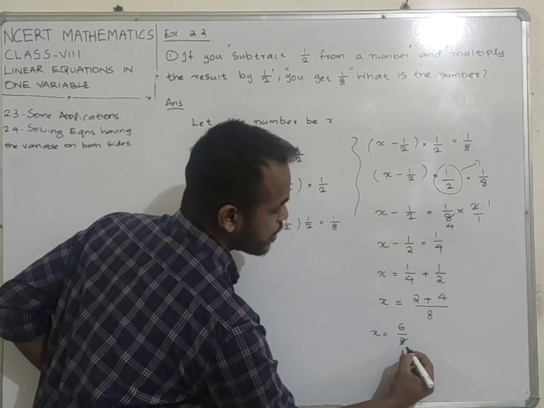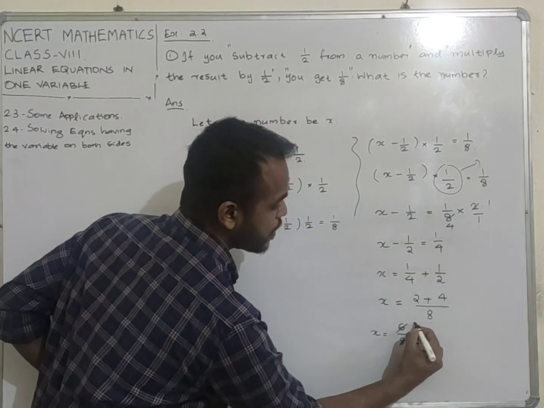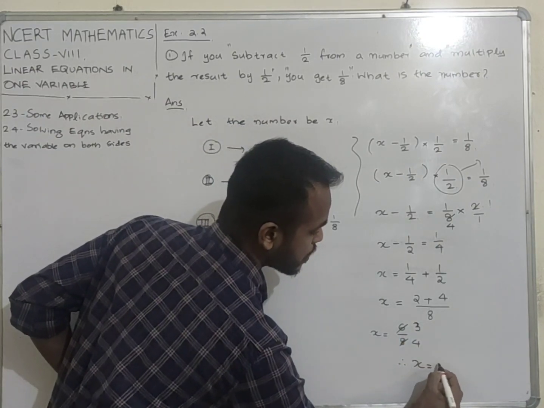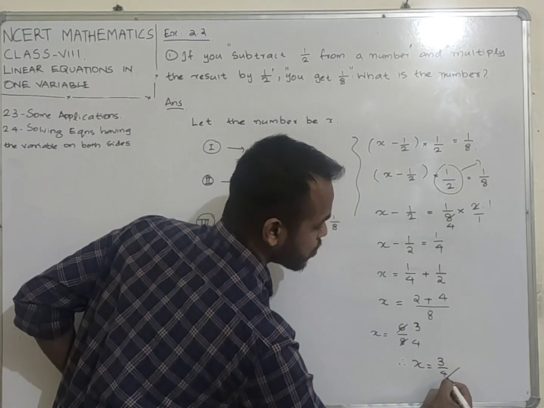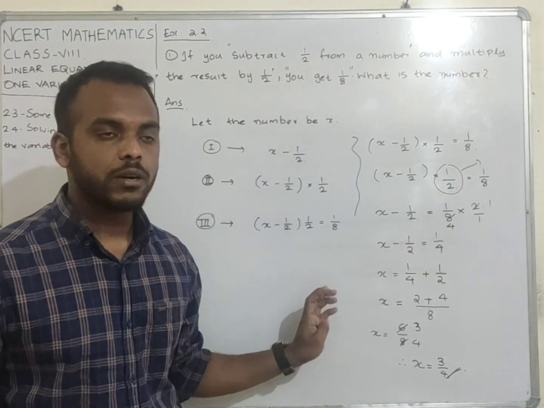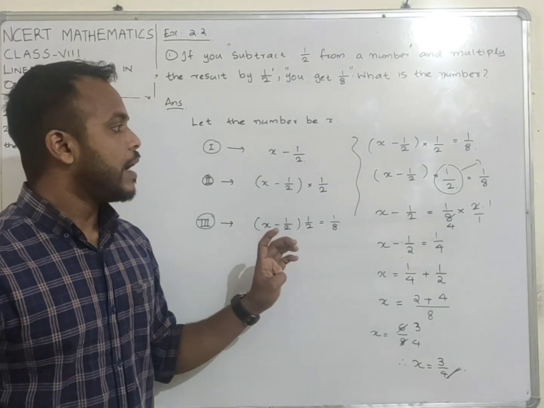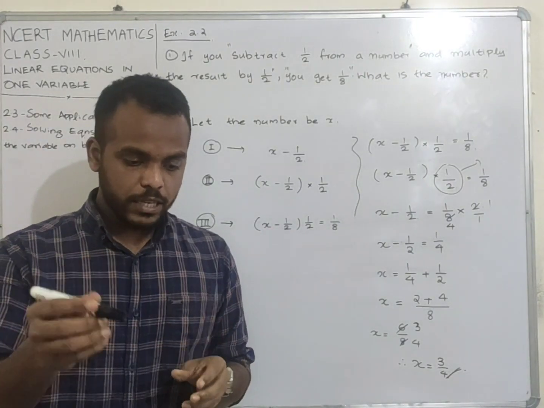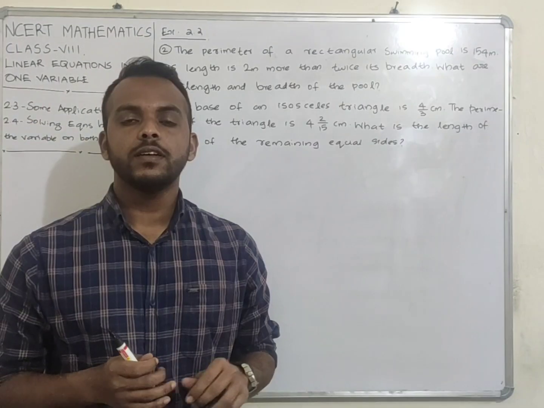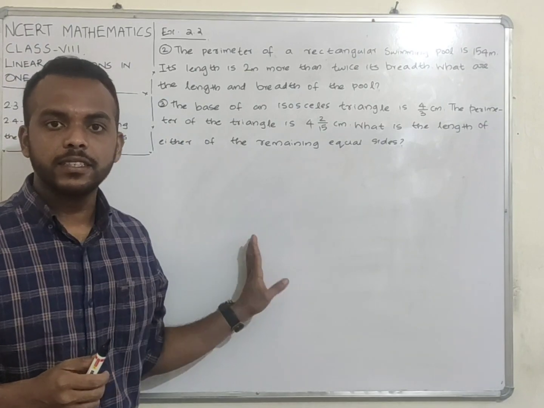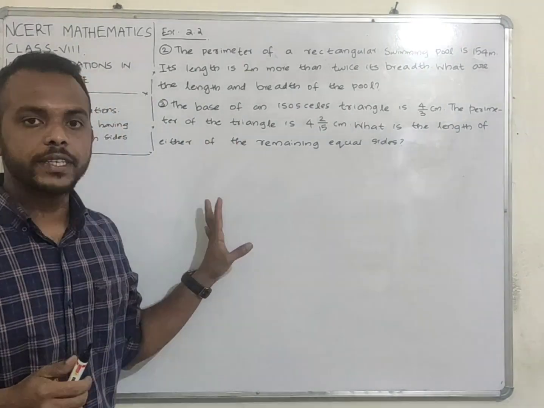So, how many 2s in 8? 4 2s. How many 2s in 6? 3. Therefore, the answer is 3 by 4. If you have any doubt, please watch this part of the video once again. And now let's look at the second question. Please read the second question in your textbook. I hope you have read the second and third question. So let's solve it together.